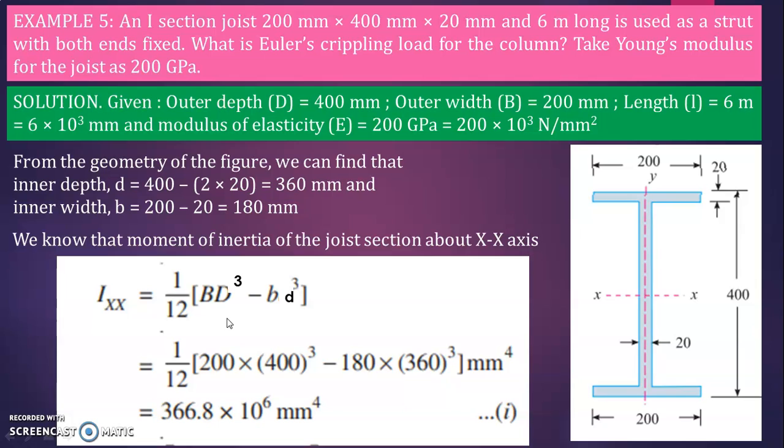You have to find IXX using the formula I taught in the T section, that is IXX is equal to BD cube divided by 12 plus A Y square. That formula you have to use. This formula is applicable only when the I section is symmetrical. Otherwise you have to use a different formula, meaning you have to locate the position of the neutral axis. Here the neutral axis lies exactly at the center because of symmetry, but in the unsymmetrical section the neutral axis is not at the center. So you have to locate the position of the neutral axis, then calculate the moment of inertia.